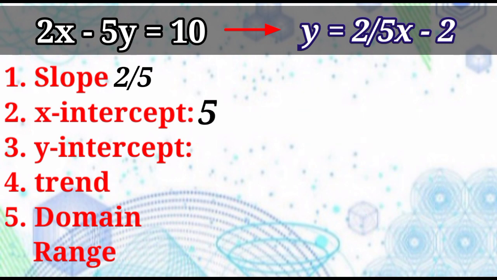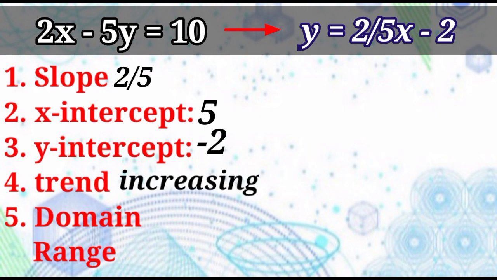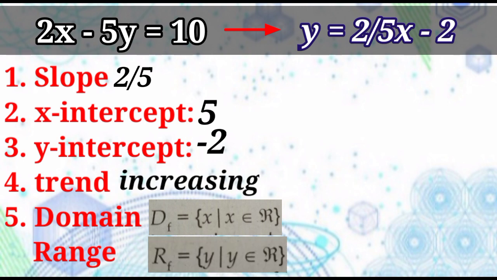The y-intercept is negative 2. Sa kung nakuha yun, ito yon, si b. Ang trend ay increasing dahil ang slope ay positive. For the domain and the range, wala tayong nakikitang square root symbol. Hindi rin ito rational expression. Kaya ang domain at range natin is the set of all real numbers.